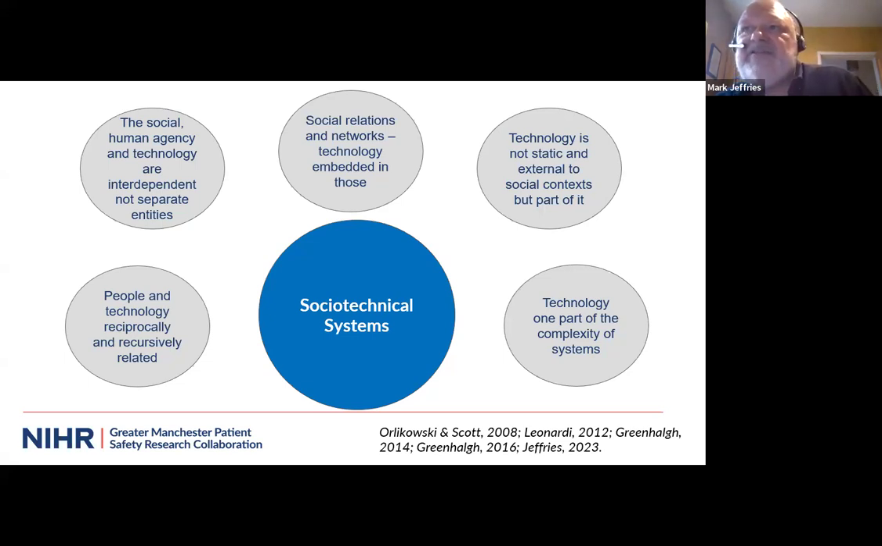It's through that interaction. So socio-technical systems focus upon the social and the human agency and the technology, not as independent and separate systems, but as part of a social network, as part of a network in which things are embedded. And it's not static as well. Things are going to move about within it. And technology within that system is just one part of that complexity, linking back to the complexity we were thinking about earlier. Next slide, please.